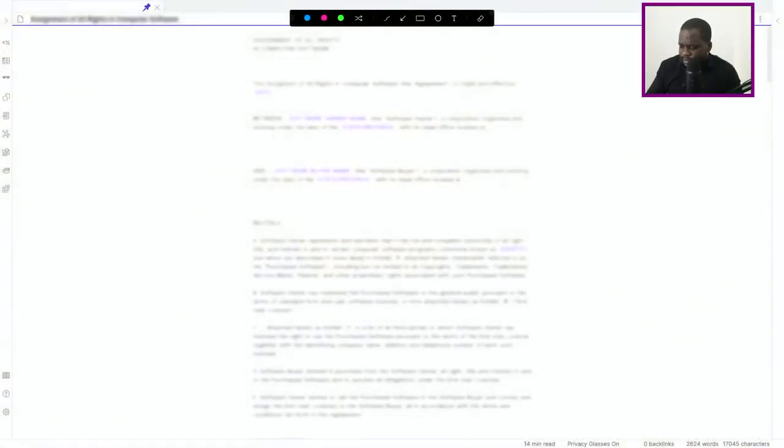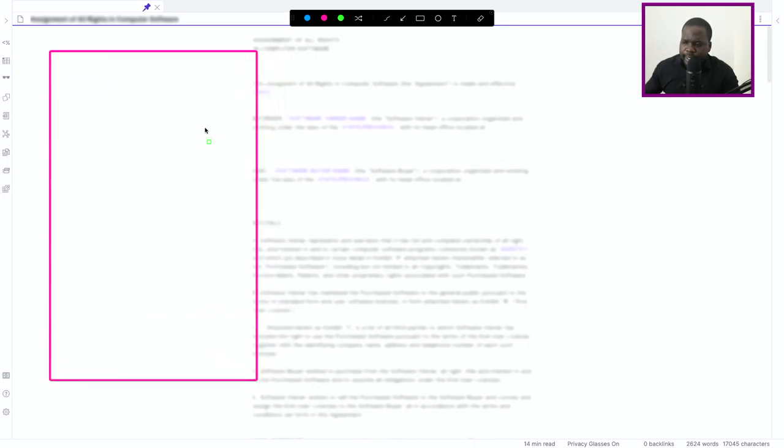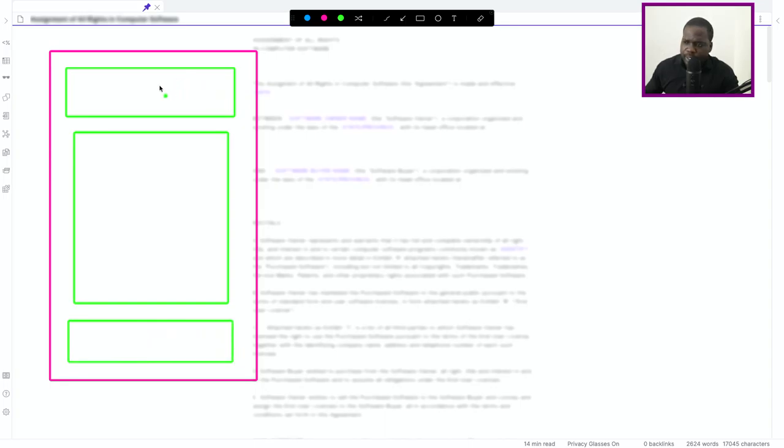As you can see here, this is the contract. And what you need to keep in mind is contracts always work like this. You have the whole contract, and in the whole contract, you have a couple of sections. You have the intro, you have the body, and you have the outro. It's that simple.